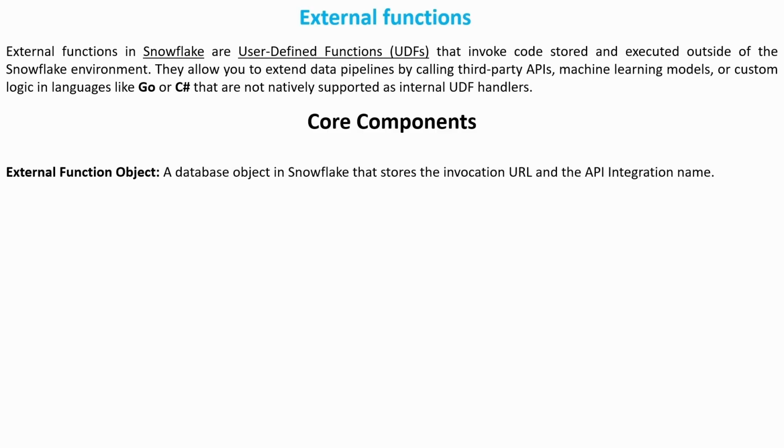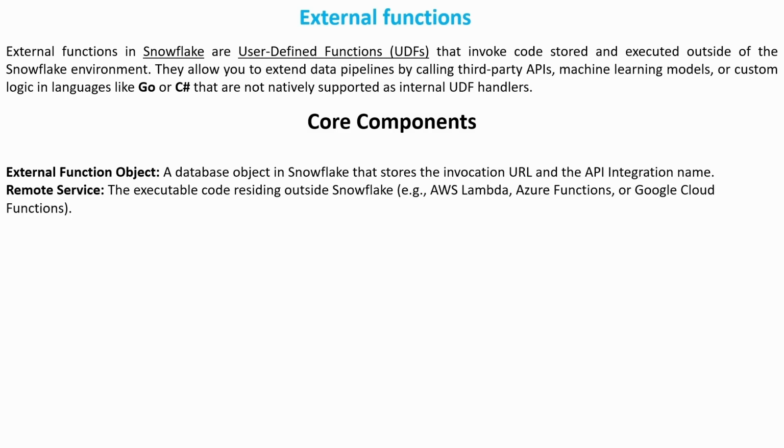If we talk about core components, first is the external function object, a database object in Snowflake that stores the invocation URL and the API integration name. Next is the remote service. This is the executable code residing outside of your Snowflake, either in your Lambda, your Azure functions, or your Google Cloud functions. So this code exists outside of your Snowflake environment, and we will see this code in action in a few minutes.